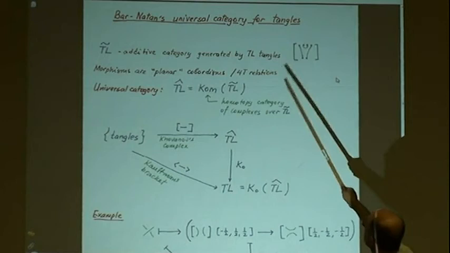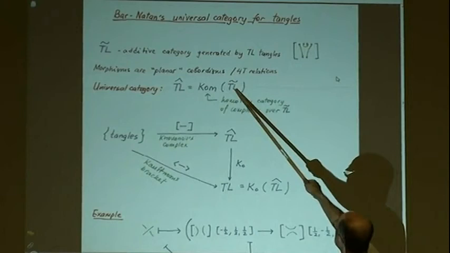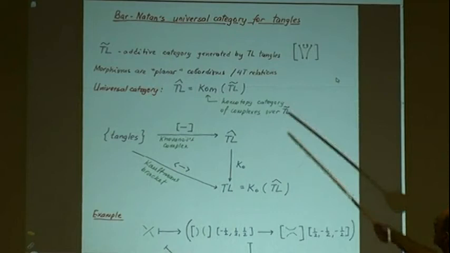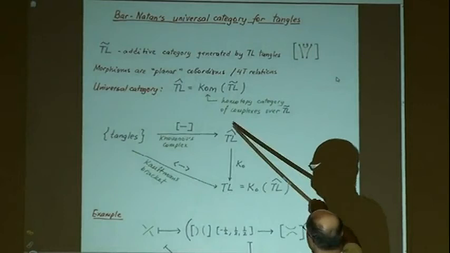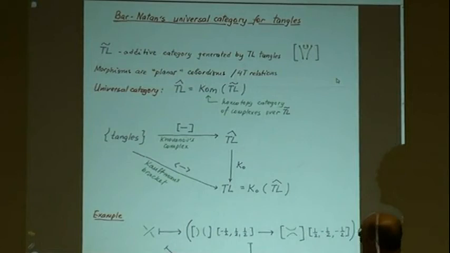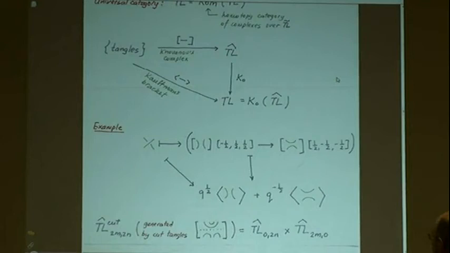So the universal category is the homotopy category of complexes over this category. So you arrange now these pictures into complexes, and the differentials are cobordisms. And this is done up to homotopy. So the picture is this. Here you have tangles, the universal category. K0 turns this category into the Temperley-Lieb algebra, exactly, because that one is formed by these. And Kauffman bracket goes this way, categorification goes that way, and the whole thing is commutative. So here is an example, which explains how this funny third degree convention turns into the classical Kauffman bracket.